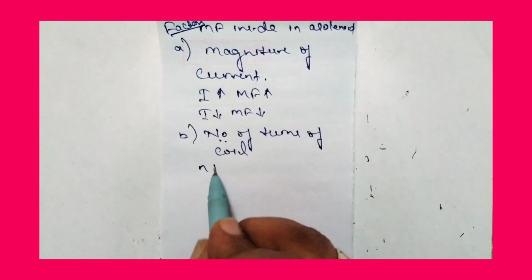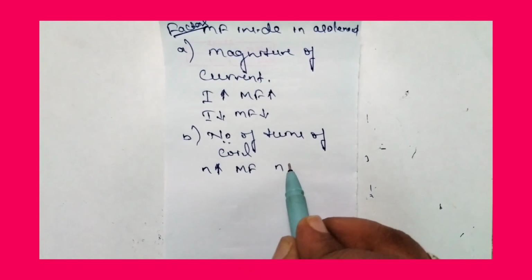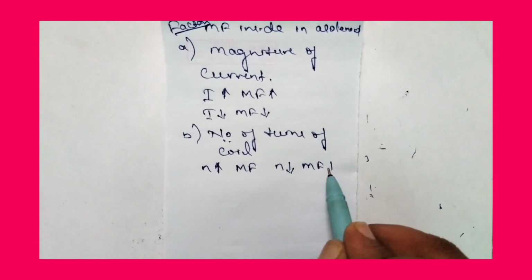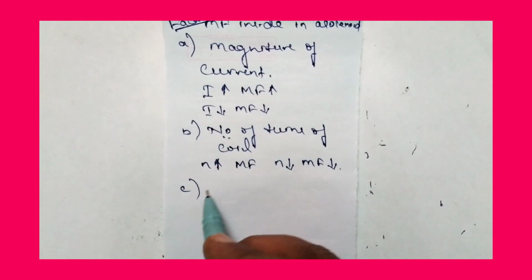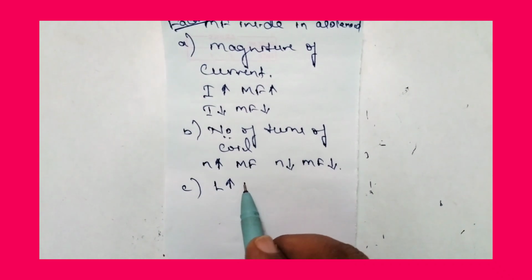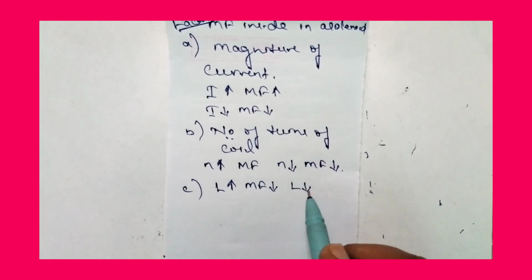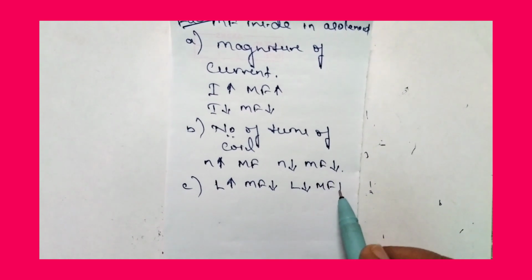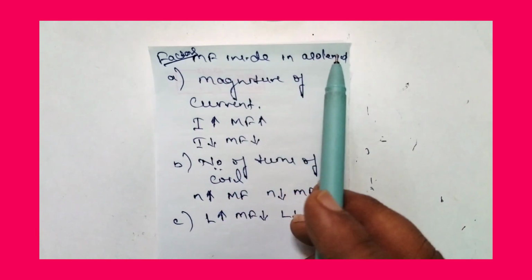If you increase the number of turns of the coil, definitely magnetic field strength also increases. If you decrease the number of turns of the coil, then definitely magnetic field strength also decreases. So this is the second point you have to keep in mind. And the third one is, as you increase the length of the solenoid, definitely magnetic field strength also increases. As you decrease the length of the solenoid, then magnetic field strength also decreases. So these are the 3 factors on which the magnetic field inside a solenoid depends.